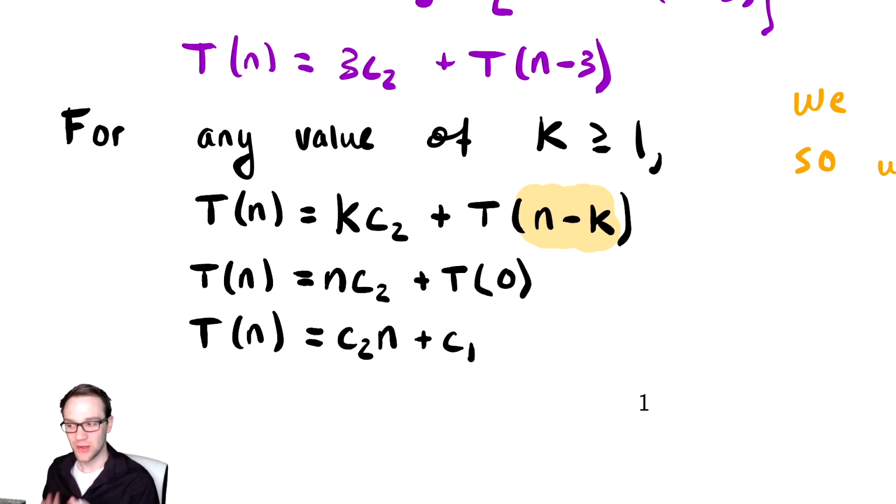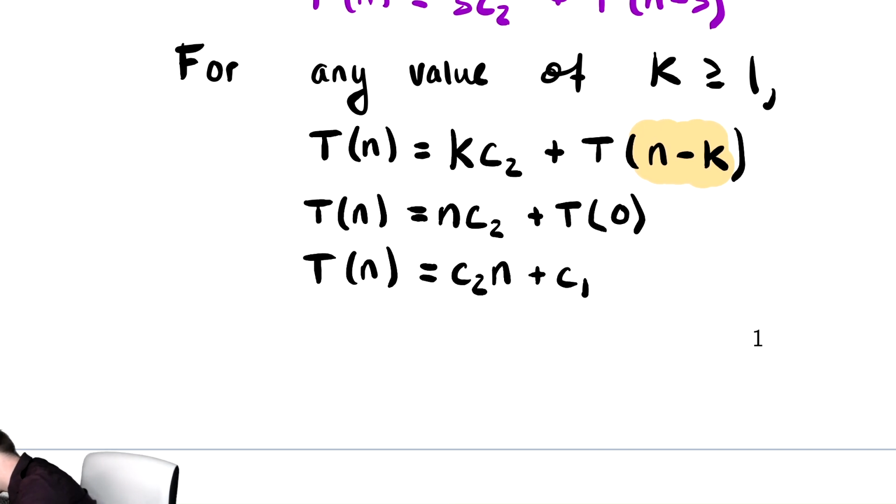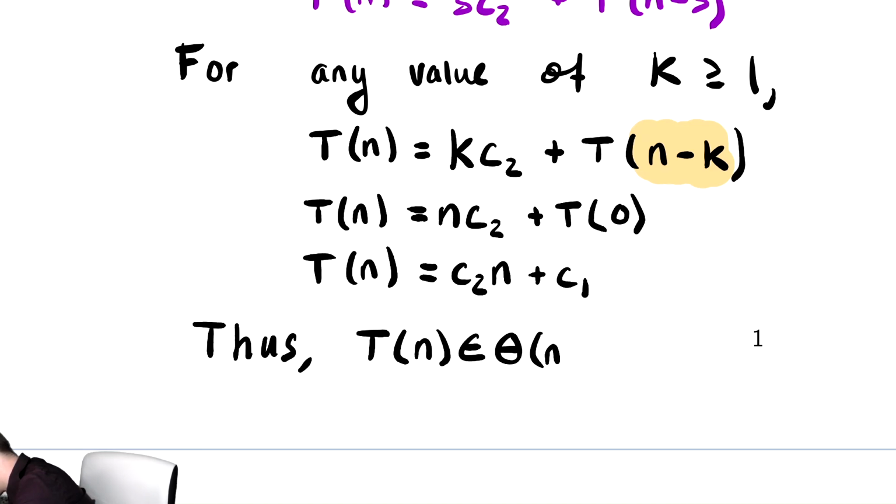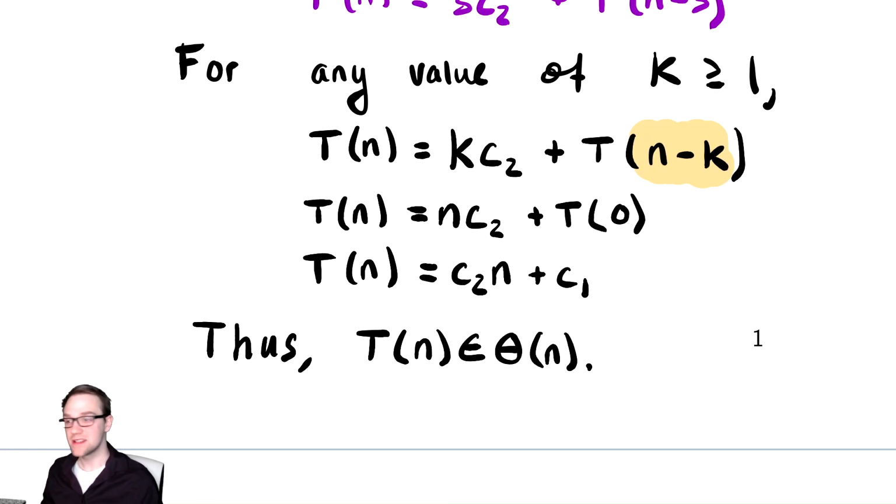Hopefully, if you look at that at this point in the class, you can easily see that that is in theta of n. So thus, my final conclusion is that T(n) is in theta of n. And that is a runtime.